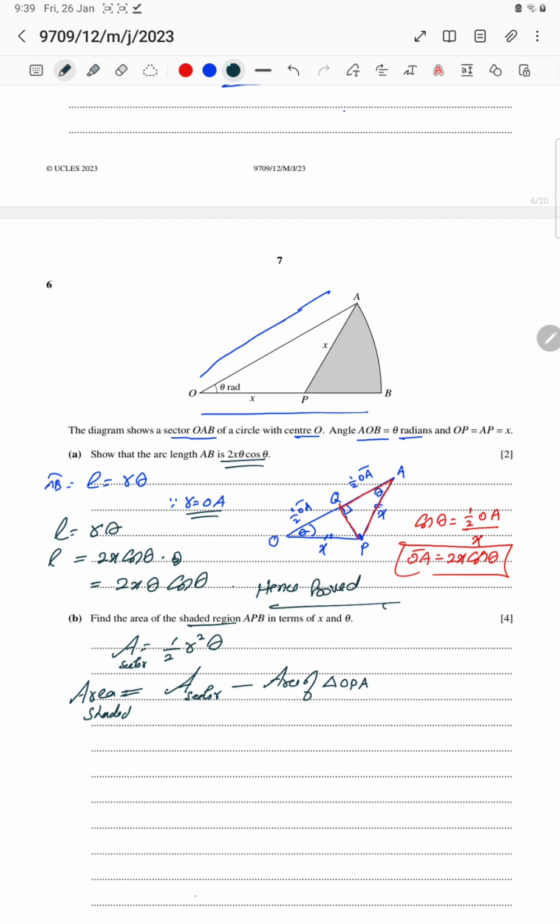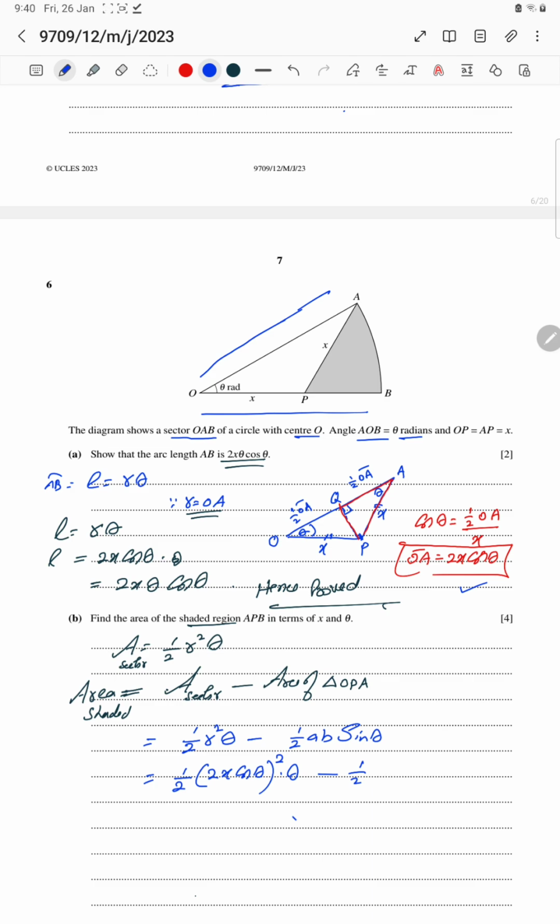So by using the specified formula here, area of sector is half r squared theta minus area of triangle is half AB sine theta. So substitute the values. 1 by 2, r is what we have already calculated, that was 2x cos theta, squared, times theta, minus 1 by 2, and here AB sine theta.